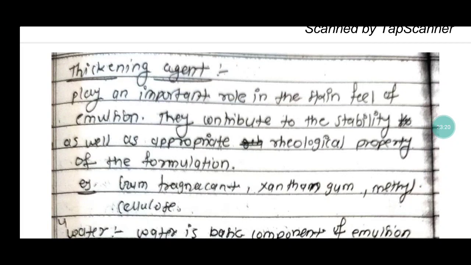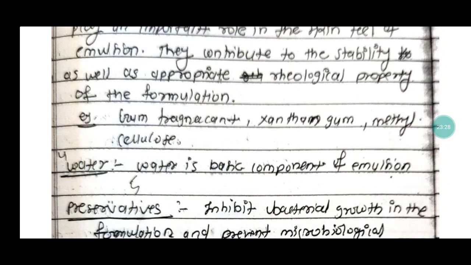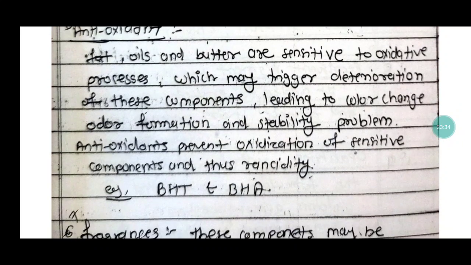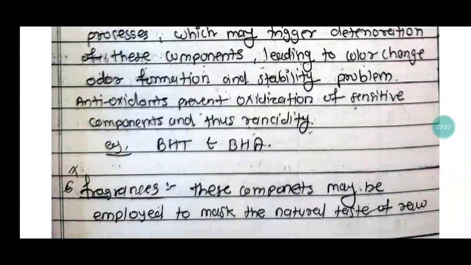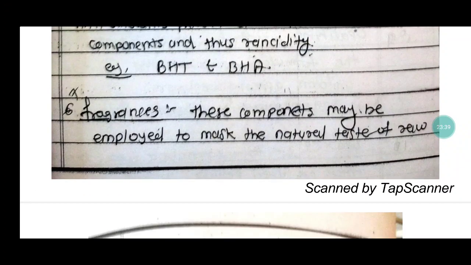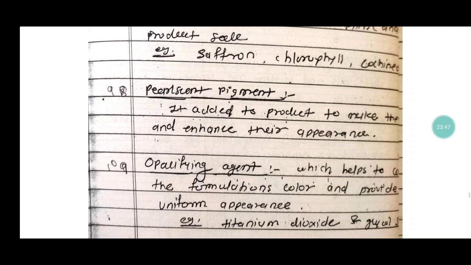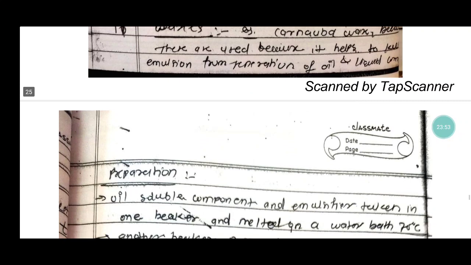So this plays an important role in the skin feel of the emulsion. They contribute to the stability as well as appropriate rheological properties for the formulation, and also water, preservatives to preserve the ingredients, antioxidant which prevents oxidation of the product, and lastly fragrance. These are added, where sunscreens, coloring agents, pearl pigments, opacifying agents and waxes are added to the preparation or the formulation of hair care products.